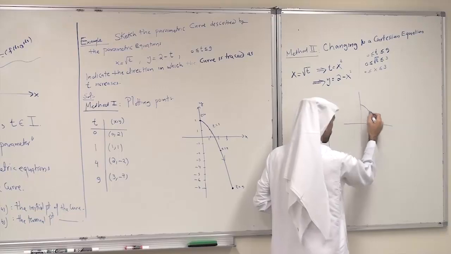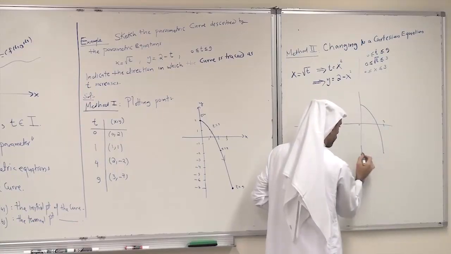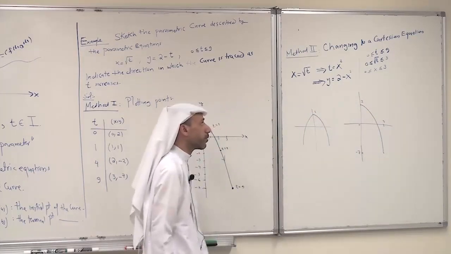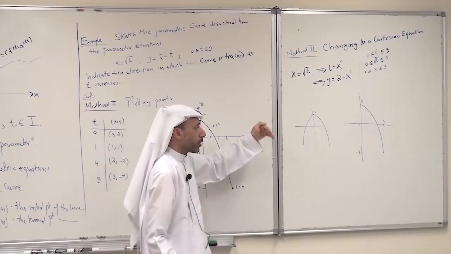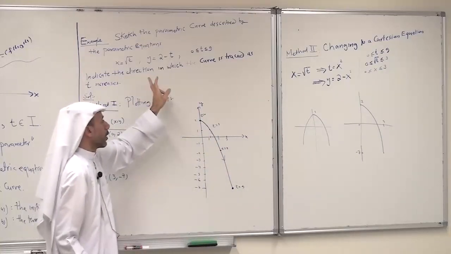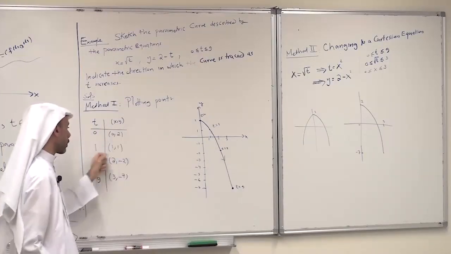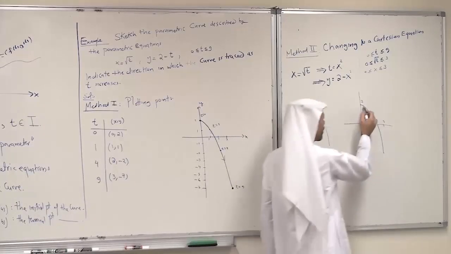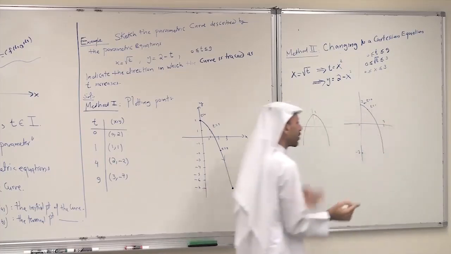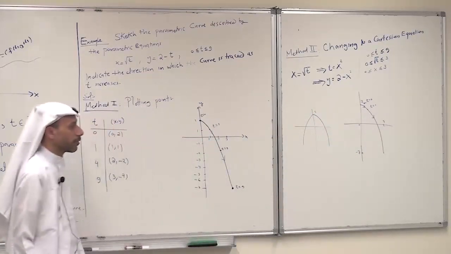This is the graph. This is 0, and this is 3, and this is 2. For the direction, again, always we start from the first. When we go back to the values of t, when t equals 0, we get 0 and 2. When t equals 1, 1 and 1. So from these two, we can really see that this is t equals 0 and this is t equals 1. These are enough to indicate that the direction is in this direction. This is the direction on the curve.